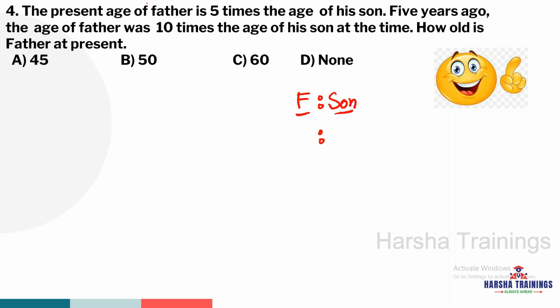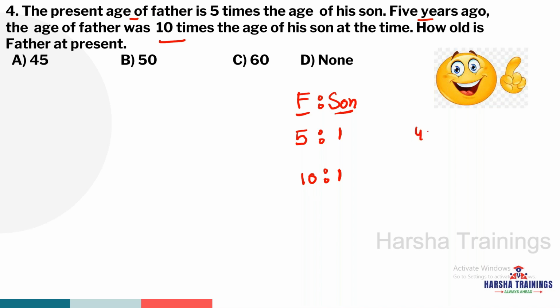What is the first statement, guys? The present age of father is 5 times the age of his son. I'm going to use the shortcut method here. The son's age we don't know, let it be x. Father is how many times? 5 times. 1 into 5, 5. There is a formation, right? Next, 5 years ago, son's age also we don't know. Father is how many times? 10 times. 1 into 10, 10. It is a formation, right?